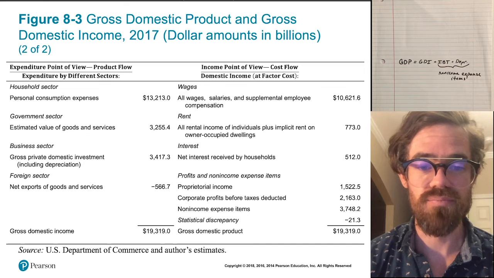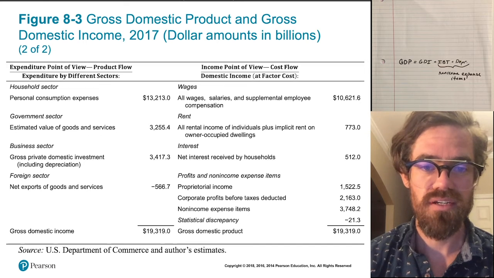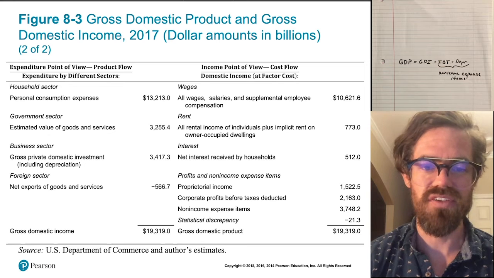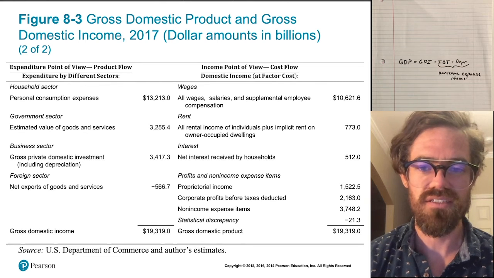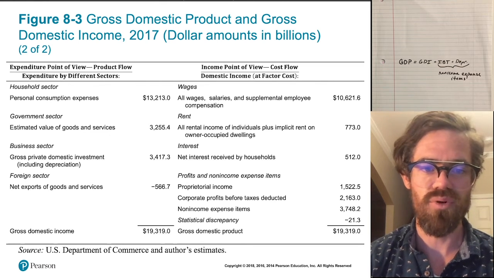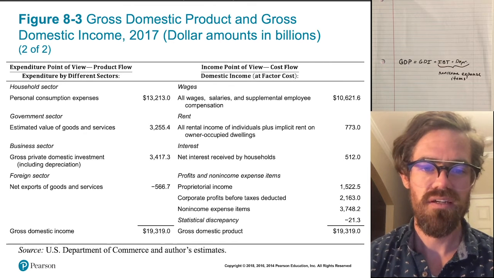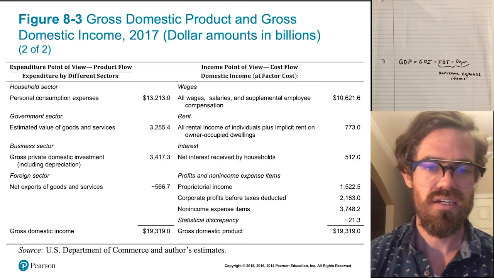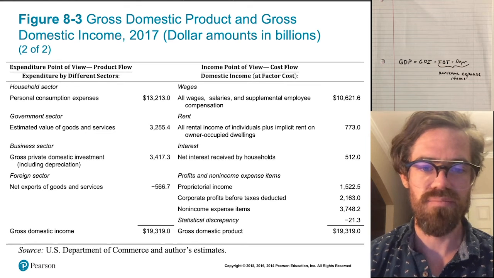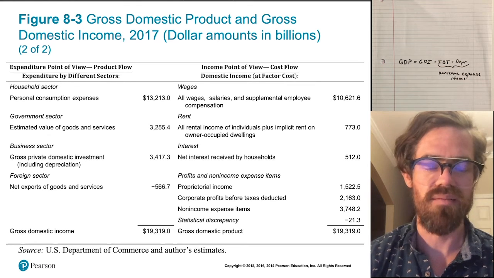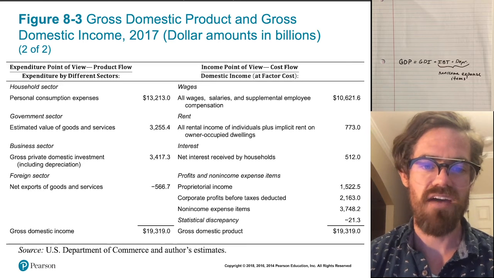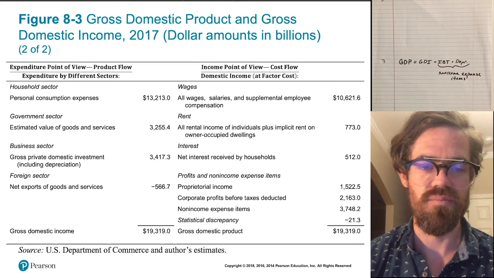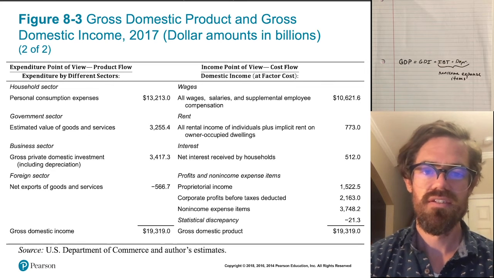I'm sorry, I misspoke. These dollar amounts are in billions, which means all of those figures were actually in trillions. My mistake. So 13.2 trillion in consumption, 3.2 trillion in government expenditures, 3.4 trillion in business investment, and about $500 billion negative in terms of imports versus exports.